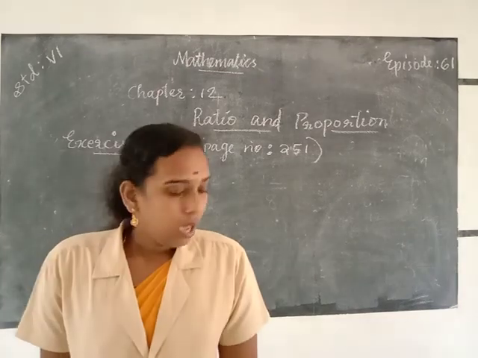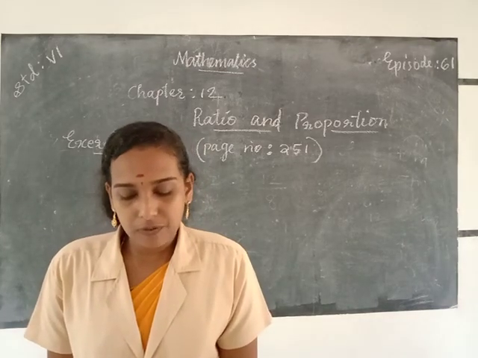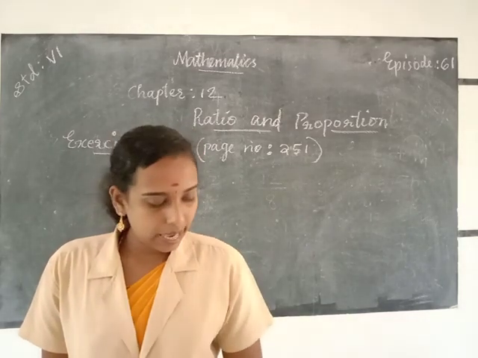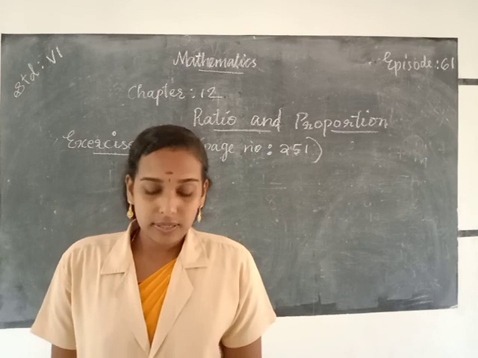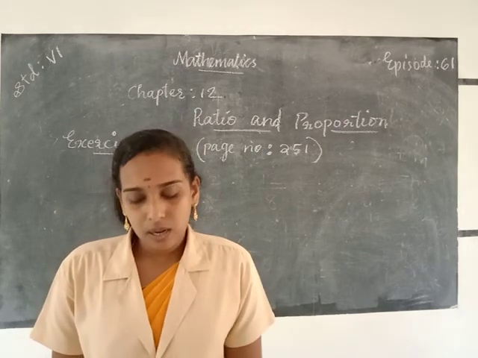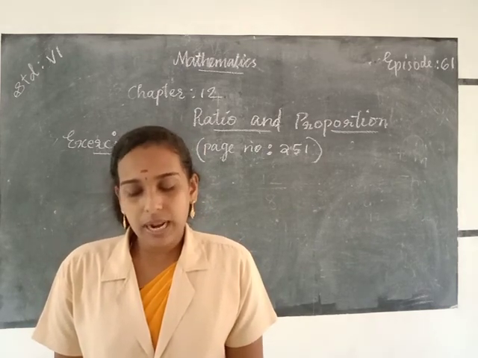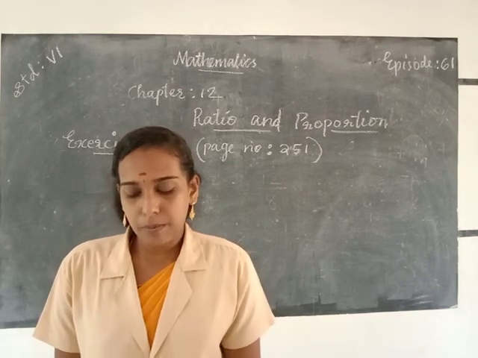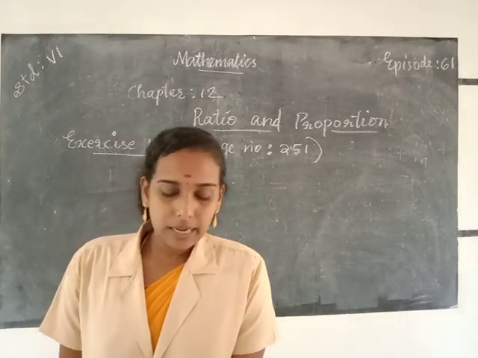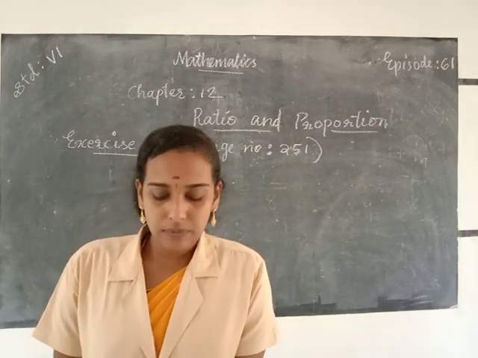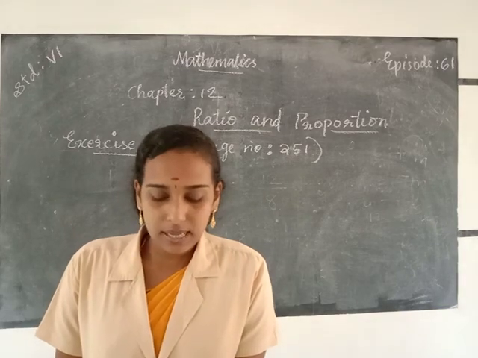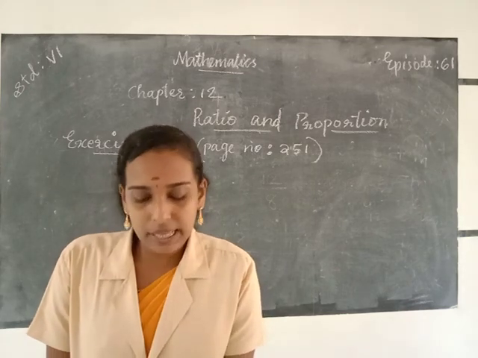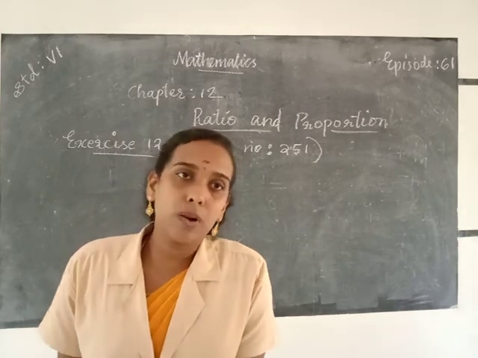The first question: there are 20 girls and 15 boys in a class. There are two questions. First, what is the ratio of the number of girls to the number of boys? Second, what is the ratio of the number of girls to the total number of students in the class? Here the number of girls and boys are given, and you want to find the total number of students. Then you find the ratio of girls to boys and girls to the total number of students.